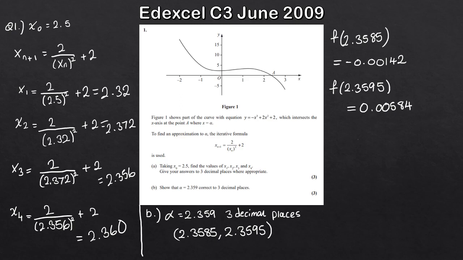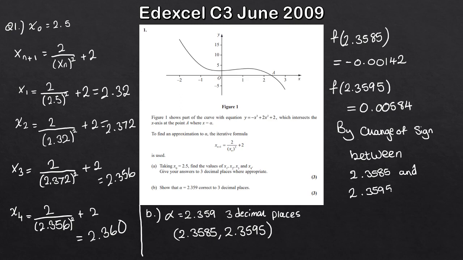So one positive, one negative. So what we say here is by the change of sign between 2.3585 and 2.3595, in that case, alpha must be 2.359 to 3 decimal places.